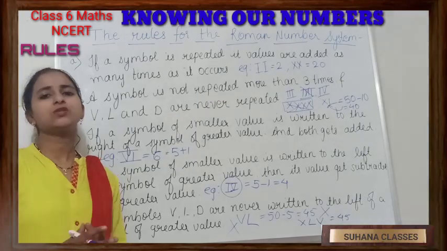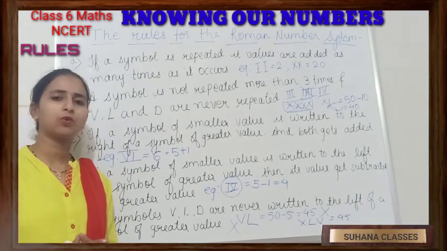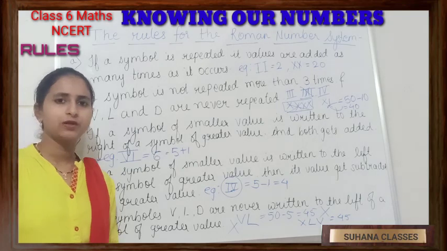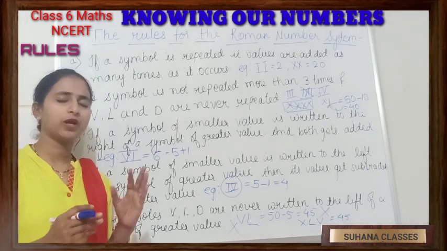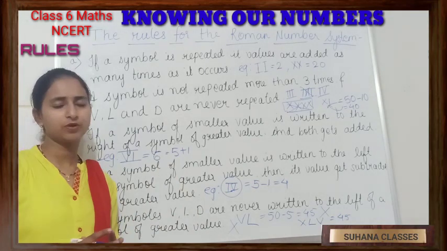Write these rules once in your fair book and then start to write the Roman numerals 1 to 100. So this is how you have to write the Roman numerals.